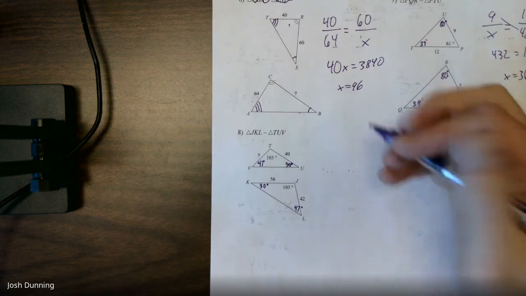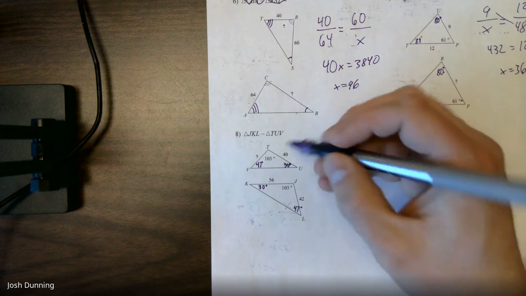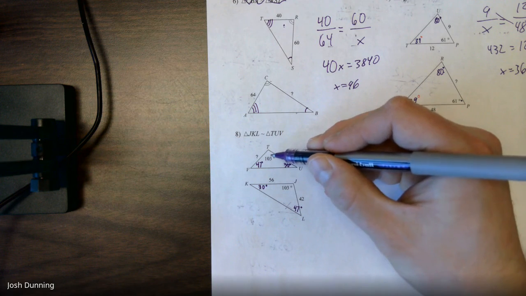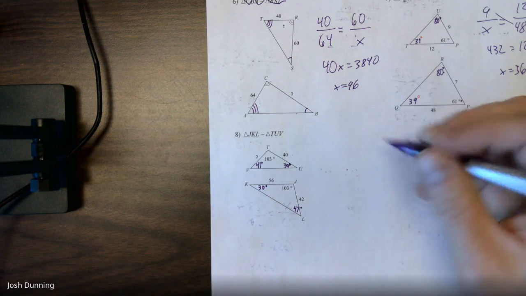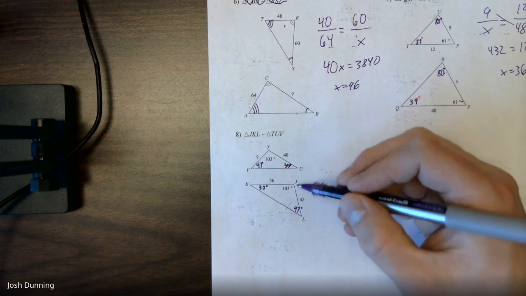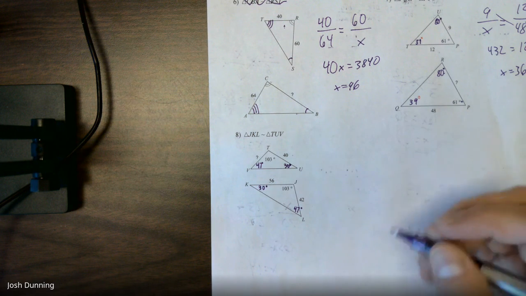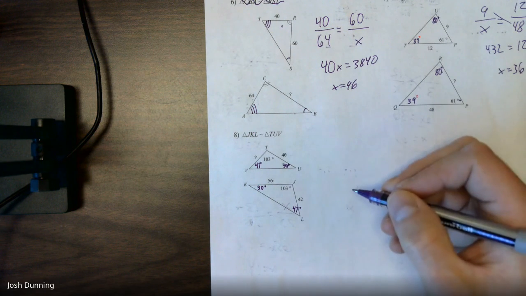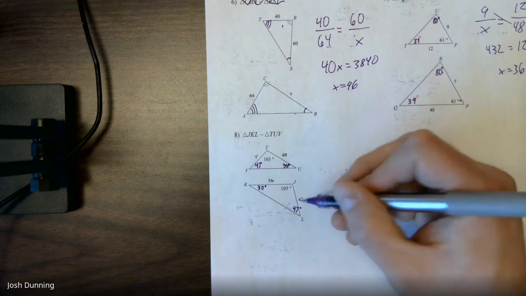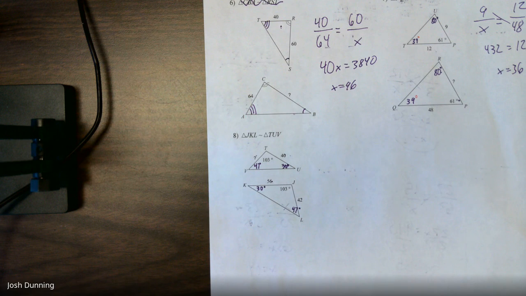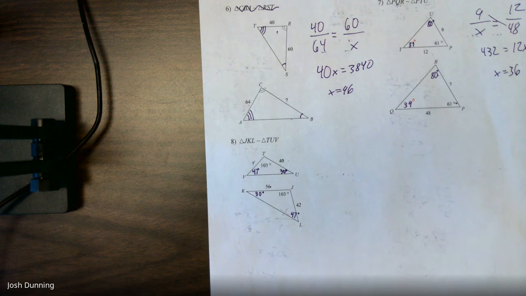Same idea down here. Between the 103 and 30 is the 40. Between the 103 and the 30 down here is the 56. So 40 and 56 go together, and the X and the 42 go together. And I'm not going to take the time to do that one here. I've got some other videos too. Hopefully that helps enough.